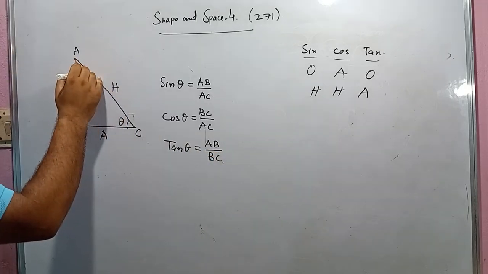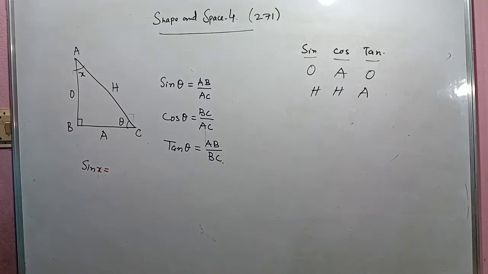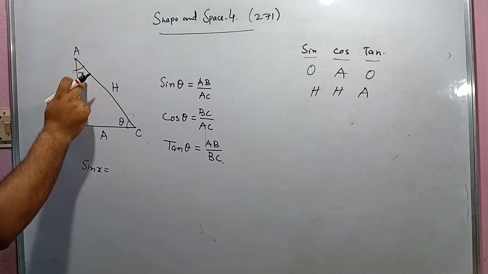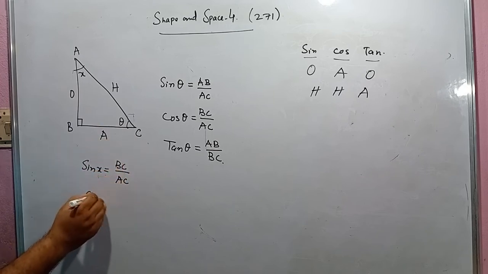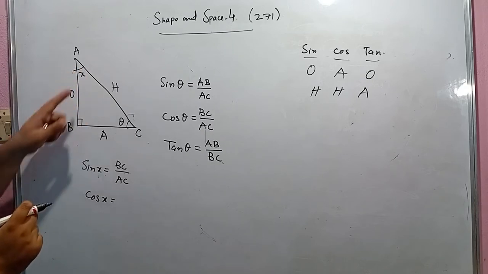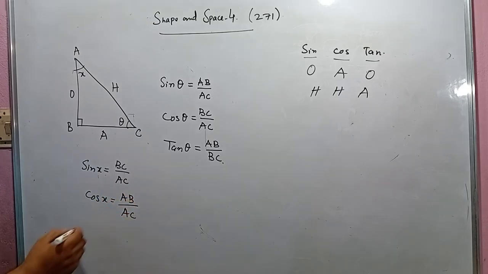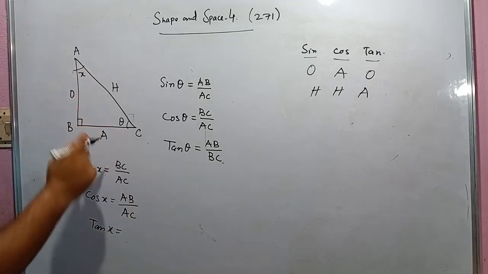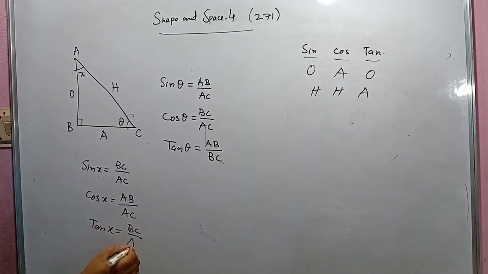Now I will put the angle x here. Now I will write sine x, that is opposite divided by hypotenuse. Now check here, when I am taking x, then my opposite is BC, and hypotenuse is the same, that's AC. Cos x is adjacent by hypotenuse. When I'm taking x as the angle, then my adjacent is AB and hypotenuse is the same. And tan x, what is my opposite for x? That is BC, divided by my adjacent, that is AB for x.